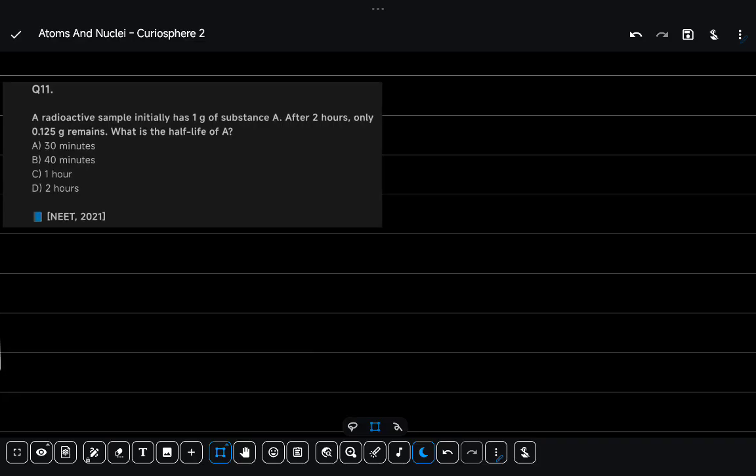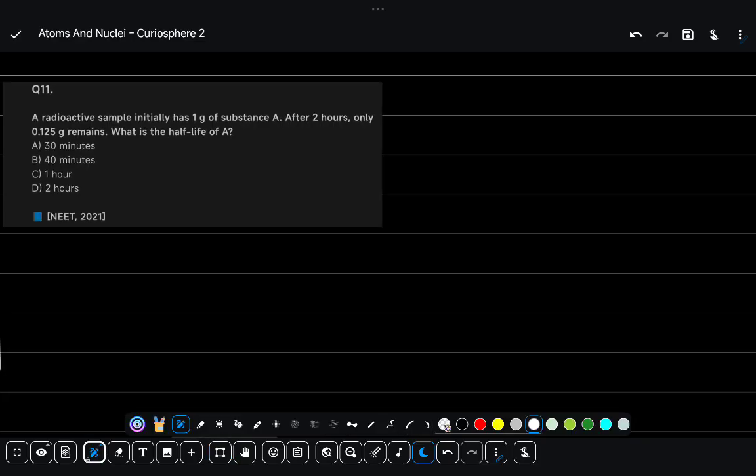Right, now, a radioactive sample initially has 1 gram of substance A. It is given it is 1 gram of substance A. After 2 hours only 0.25 grams remains. What is the half-life? So this is given, and this is asked.